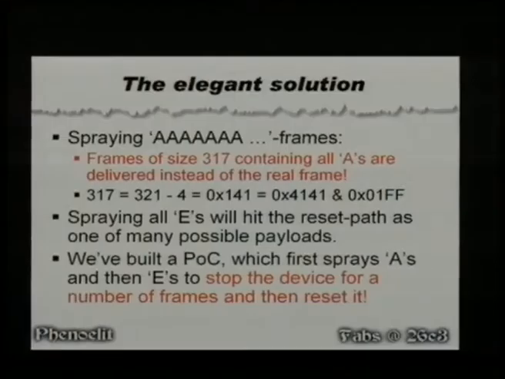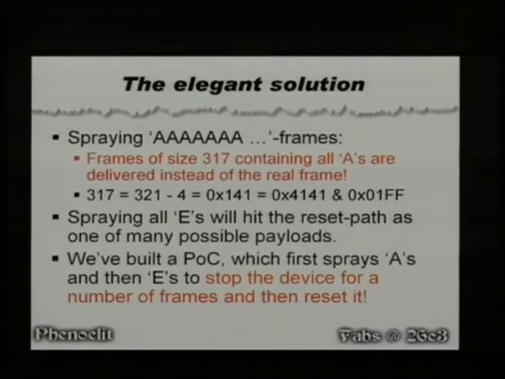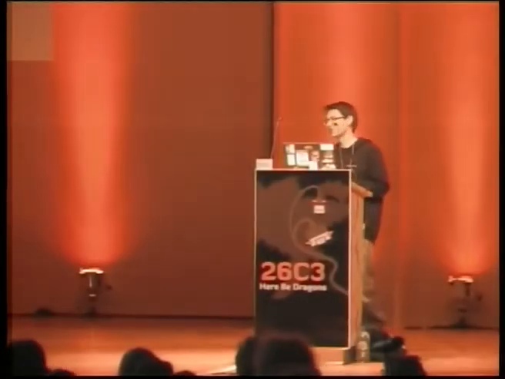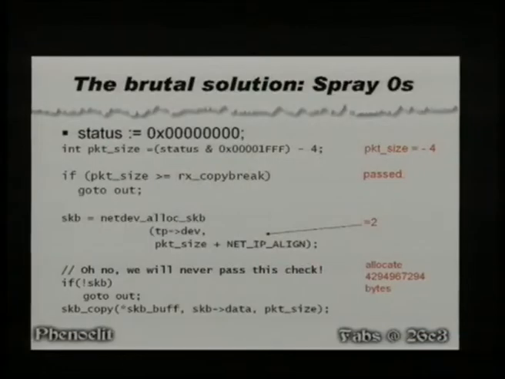When you spray with E's, you hit the reset path. And now when you spray with A's first, and then with E's, you actually get to drop N frames, some amount of frames you want to drop, and then the adapter goes back to normal. That was the elegant case of making sure that the DNS packet, the DNS query would never reach the DNS server. Here's a brutal case.